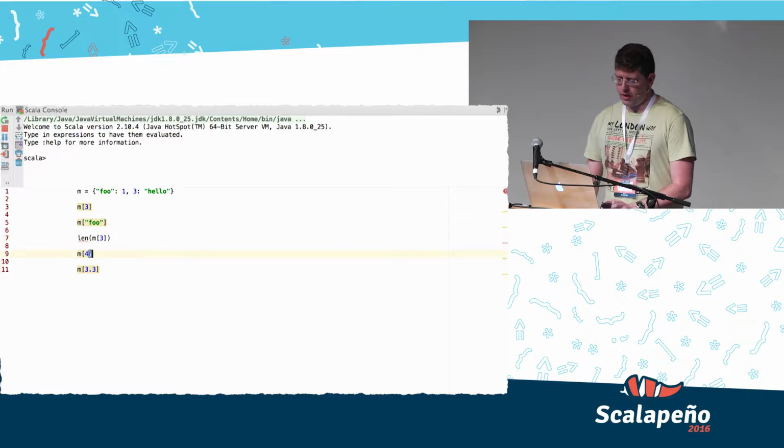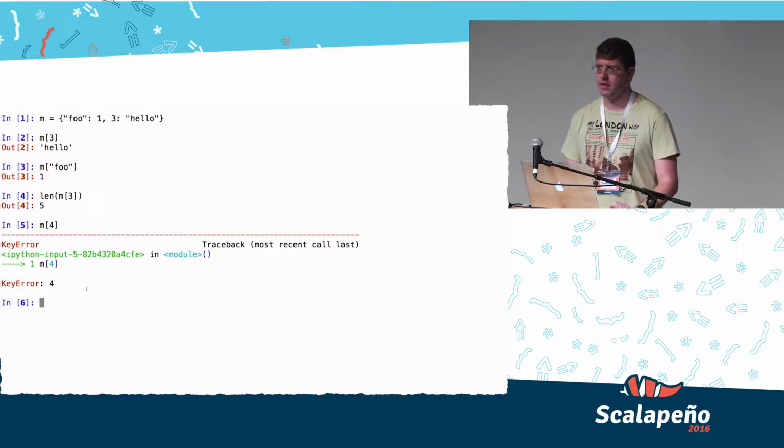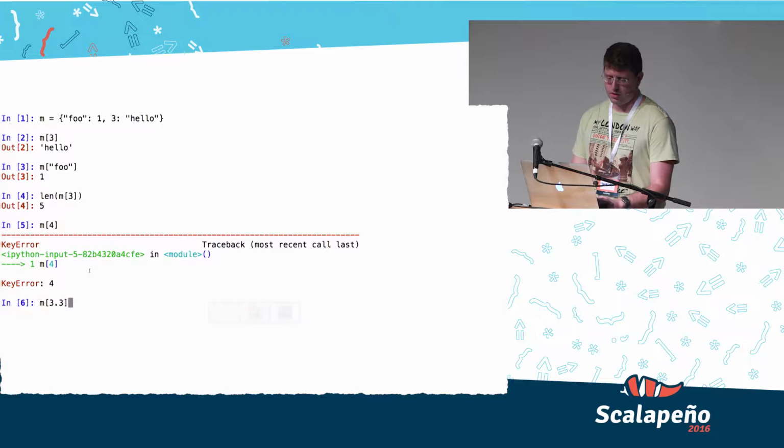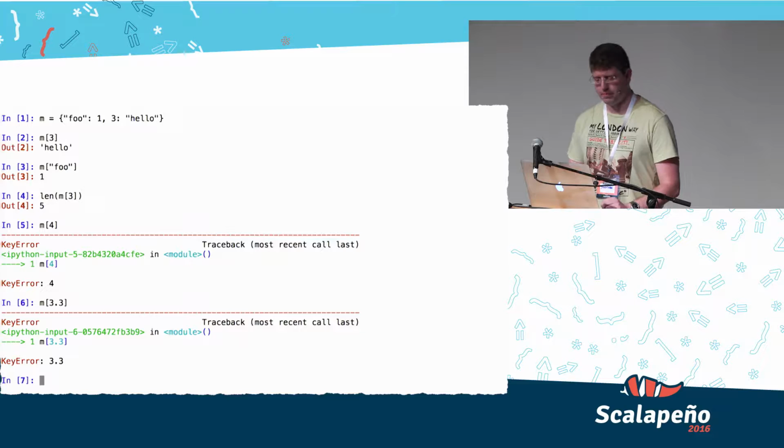I can also try to get 4, and what I get is an exception. It's called a KeyError in Python. Basically it says 4 is not in the map. And I can also try to get 3.3, and it's going to be exactly the same. I'm also going to get a KeyError. So that's all the Python we're going to do today.